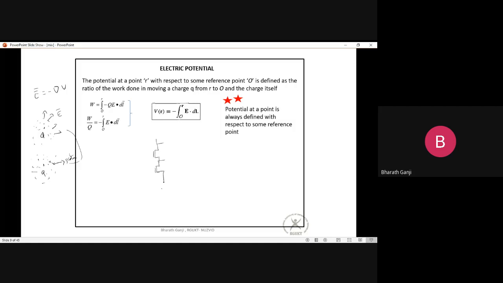You put negative supplies, you put positive supplies, and they will be asking what is the potential at various points. So whenever you try to get a potential, you need to do it with respect to some reference, then only you get the right answer. Okay, so you should keep that in mind.